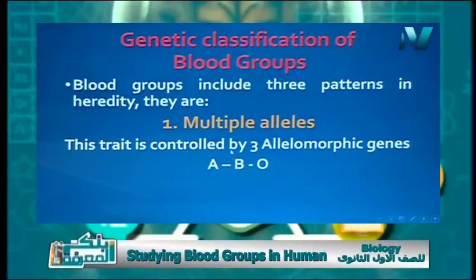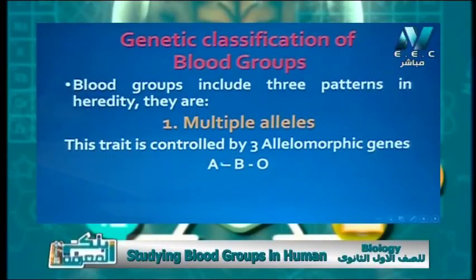Actually, the person who has the gene A has a certain type of protein on the red blood cell, called an antigen. And this antigen is of one type, so we call it A. And the person who has the blood group B has another type of antigen, so we give it the symbol B.